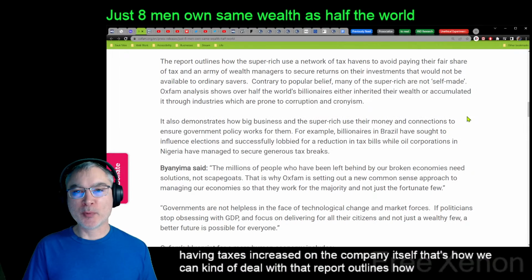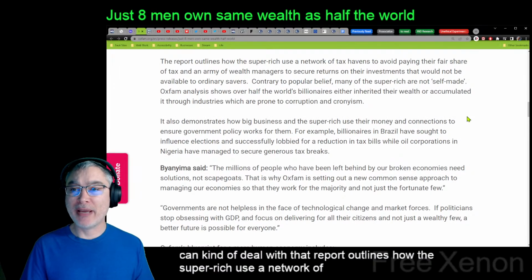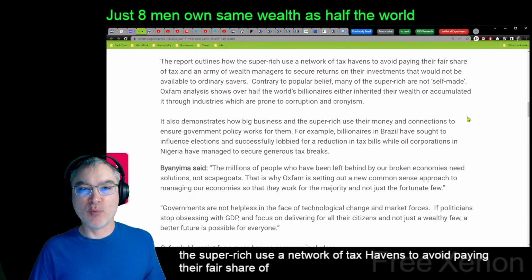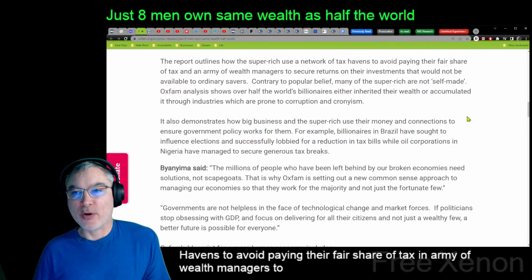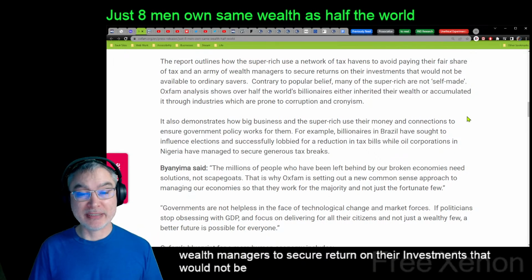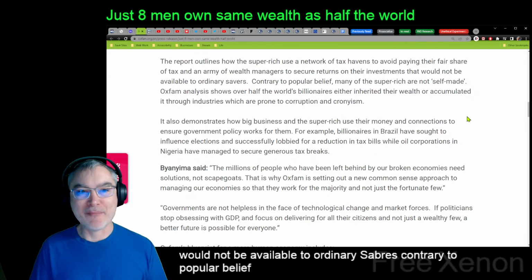The report outlines how the super rich use a network of tax havens to avoid paying their fair share of tax and an army of wealth managers to secure returns on their investments that would not be available to ordinary savers. Contrary to popular belief, many of the super rich are not self-made.